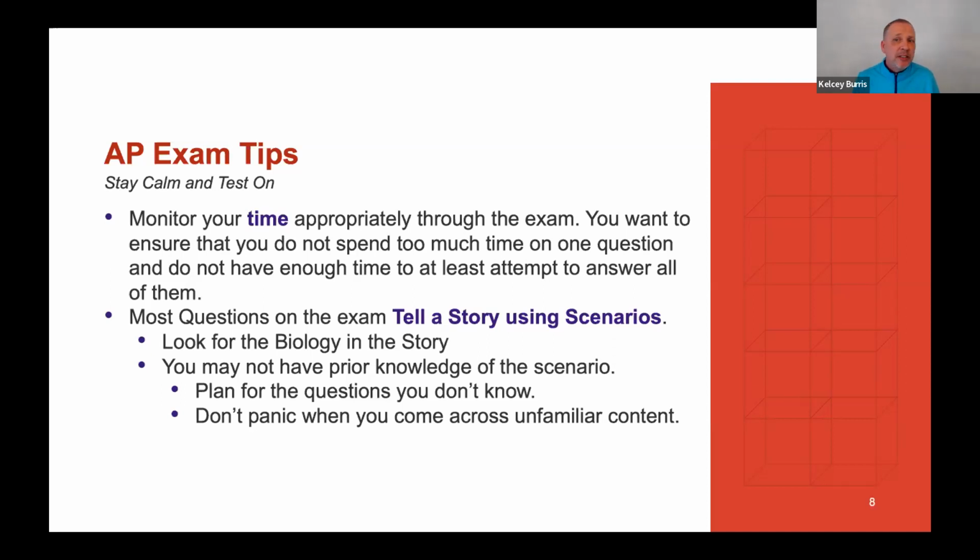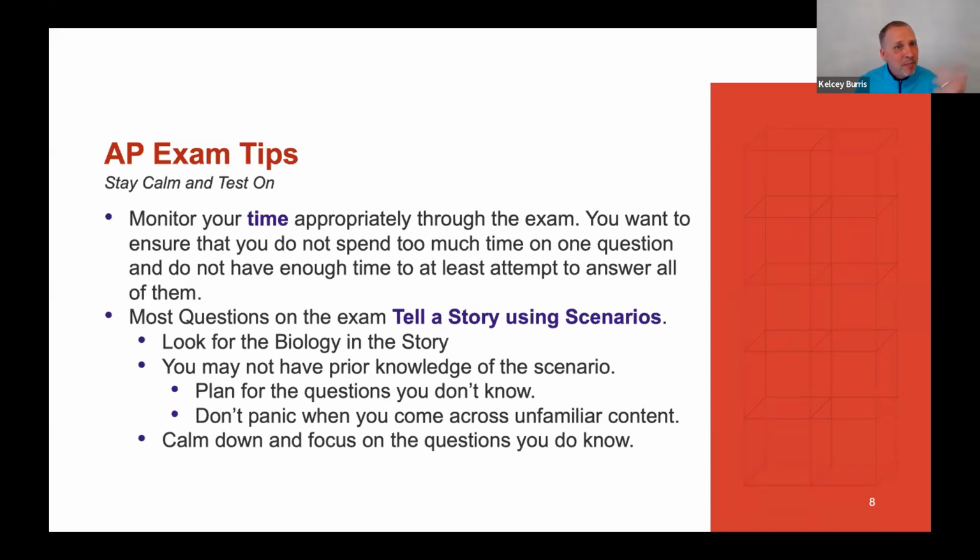A lot of times students will start to stress, thinking the question is about, let's say, the immune system, which is not on the exam anymore, but they're just using it as the scenario, and there's biology inside of there that you need to look for. So make sure you calm down and focus on the questions you know.